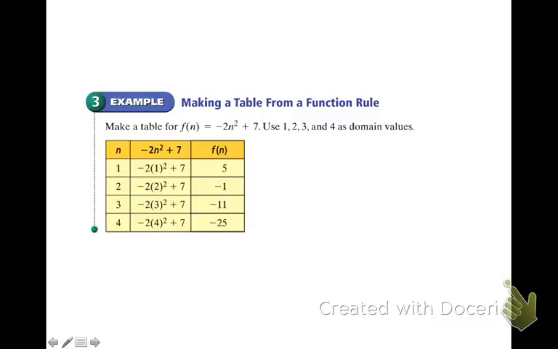So here's the table. A lot of times if you want to, you can make it like 3 columns. So you have your input on the left-hand column, the 1, 2, 3, and 4. The rule was established and is right here so that you could substitute in the values for n. So you'll square n, take it times -2, and add 7 to get your output or your range.